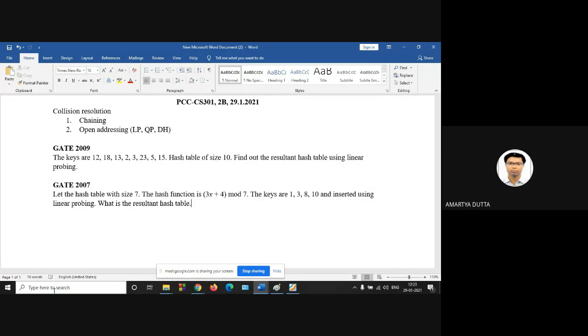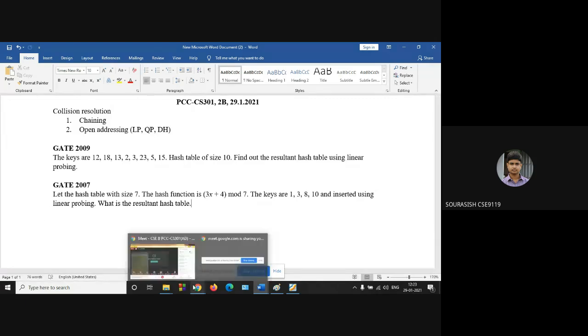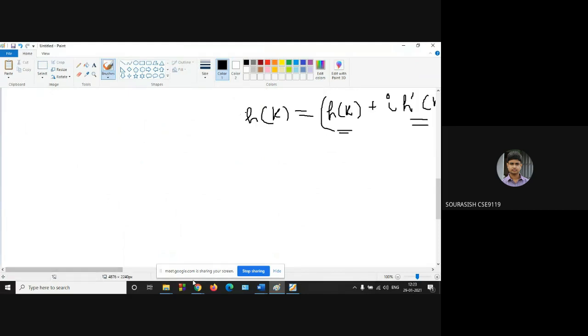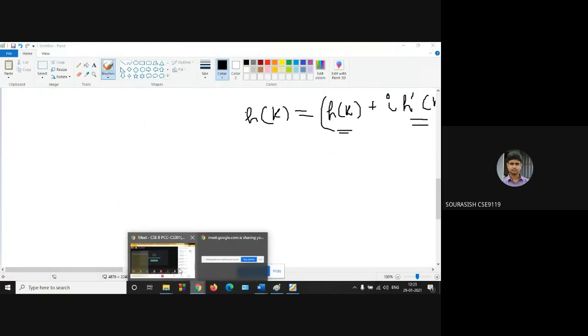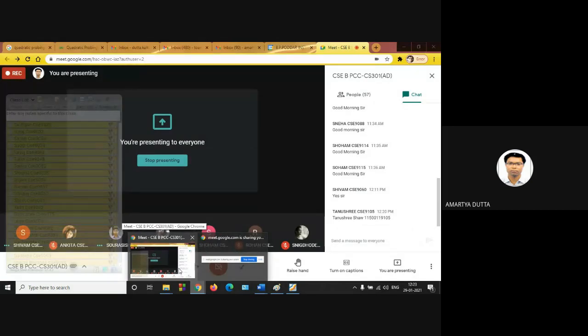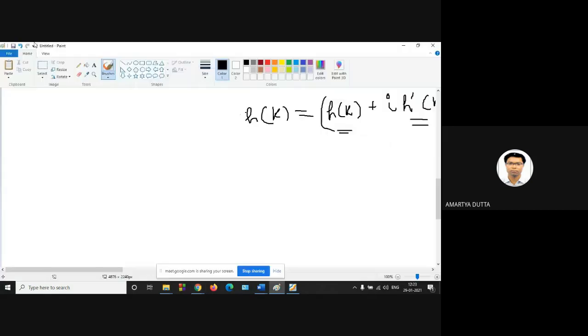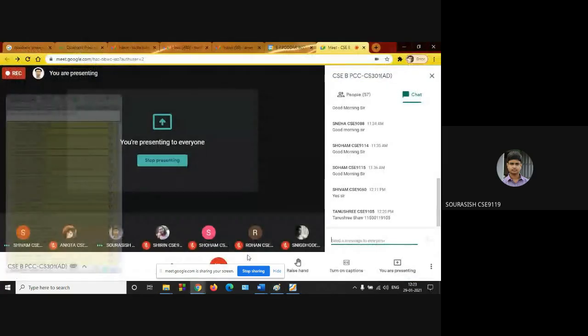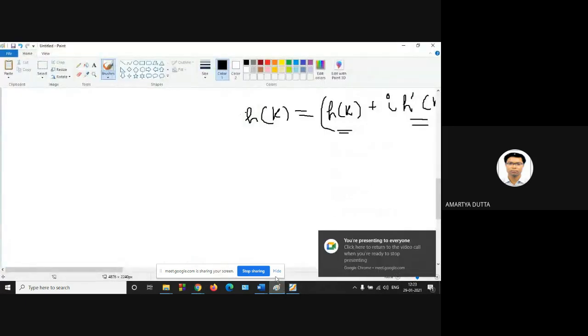So can you show your screen? Sir, I did it on paper. So wait a minute, I will just share it on WhatsApp and show. Actually, I didn't show any calculations. Okay. So I shared it on WhatsApp.